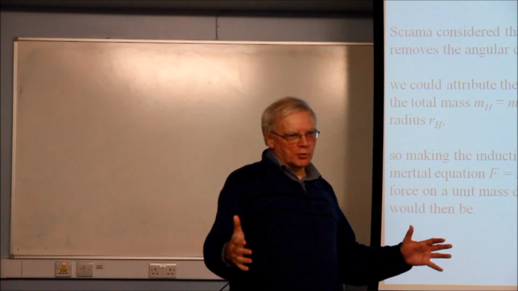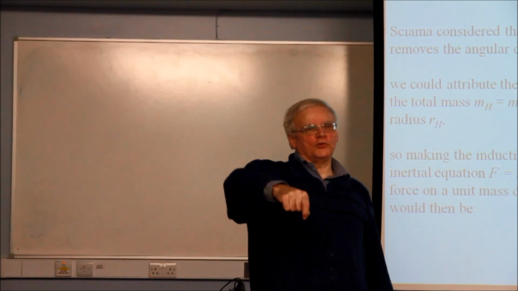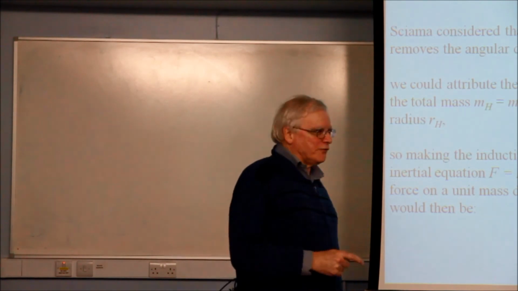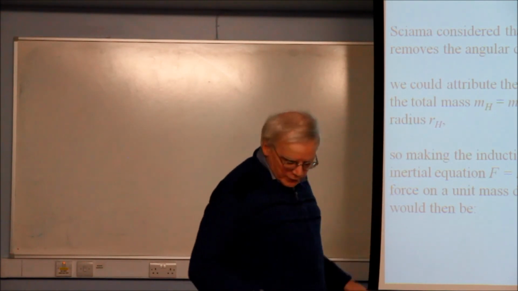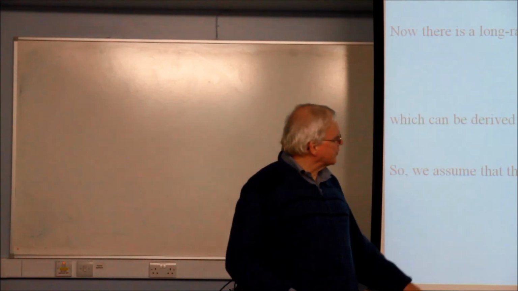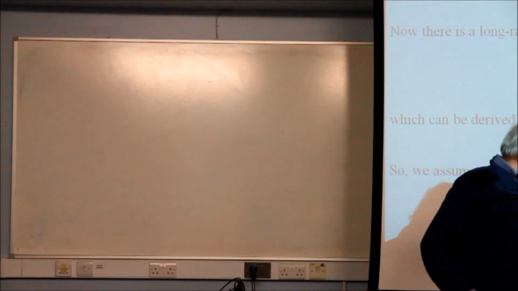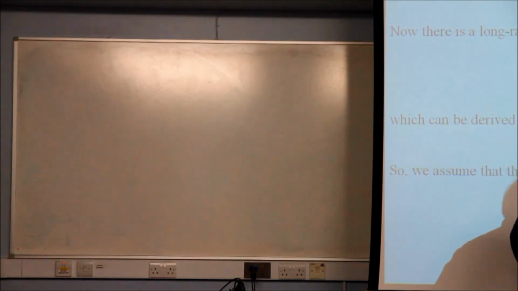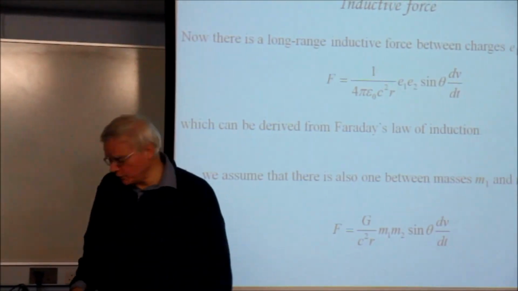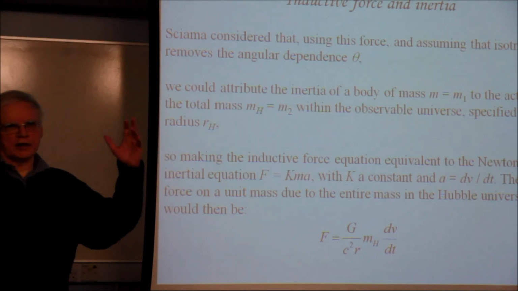And so the totality of masses inside the Hubble radius would cause our object to have its mass. Therefore, if I go back, what we want to do is make all of this dv by dt into m1, just the mass of the object, or a constant times m1. So what we want is something like F equals kma, where k is a constant.